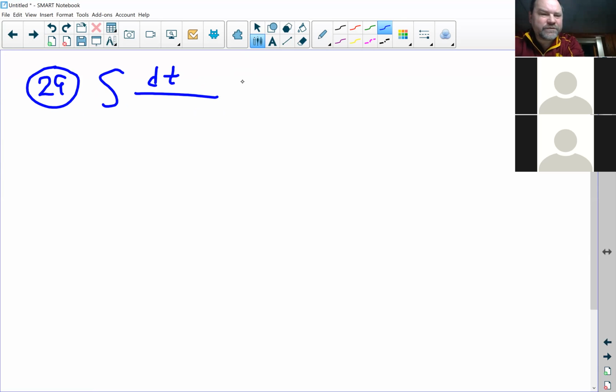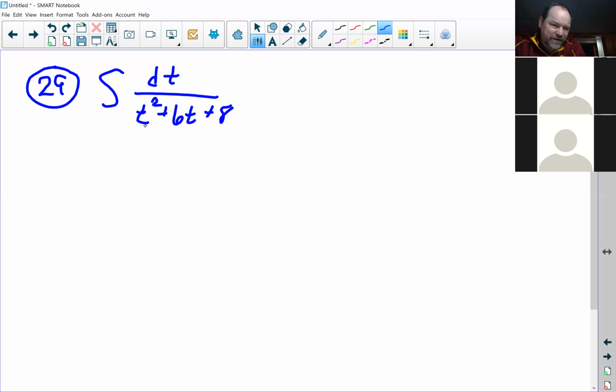T squared plus 6t plus 8. All right. So we have a rational function, and the derivative of the denominator isn't anywhere to be found in the function. So I can't use substitution. I really don't have two functions here. So elimination, integration by parts probably won't work.